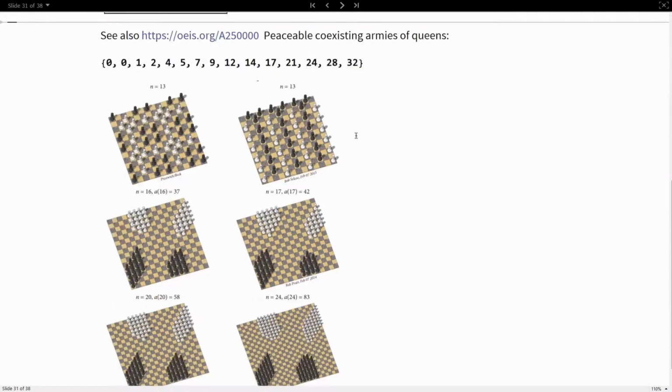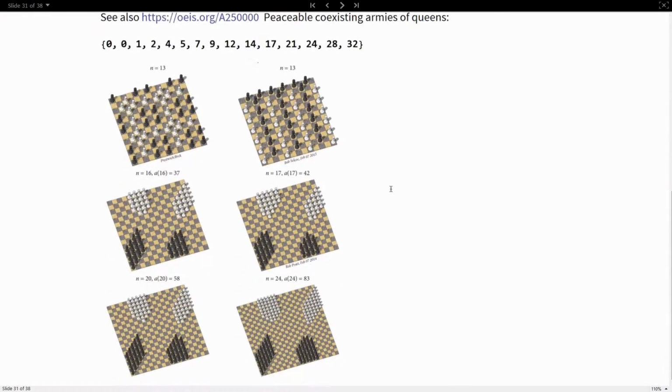Peaceable coexistence of armies of queens leads to a series of strange solutions. This is as far as the sequence is known. Sequence 250,000 leads to this sequence here. And these are what are believed to be the next terms, but none of them are proven.